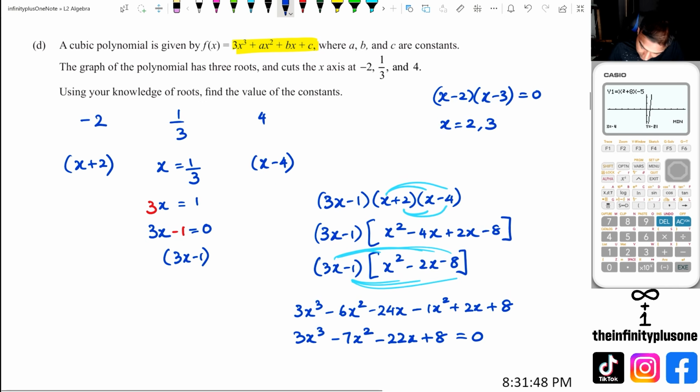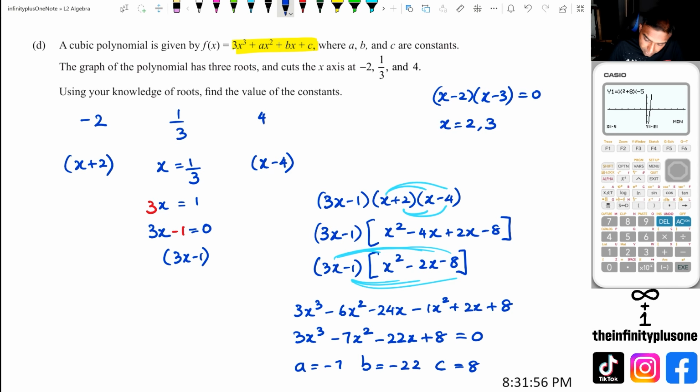And at this point, I can say that a is equal to -7, b is equal to -22, and c is equal to 8. And folks, pretty much for this question, identifying the three correct factors is equal to achieved.